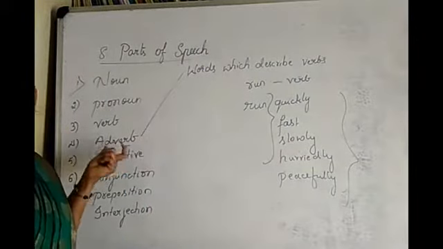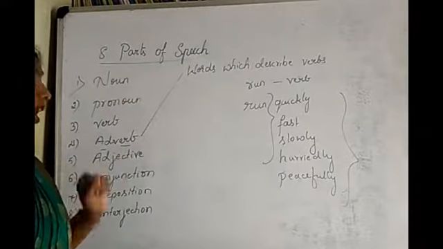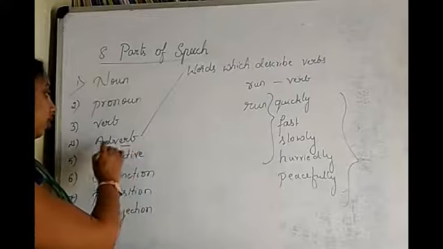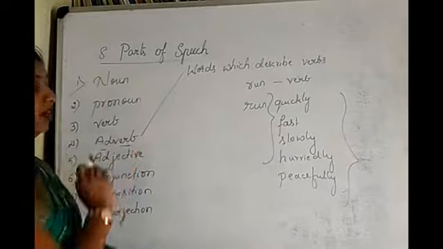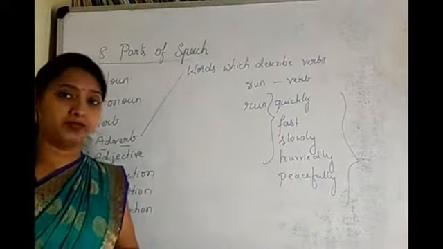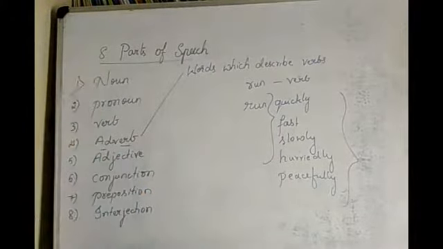Don't get confused between these two, adverb and adjective. It's very clear. Verb. So we have to add something to a verb. We have to describe a verb. That is called an adverb. Next we'll go to adjective.